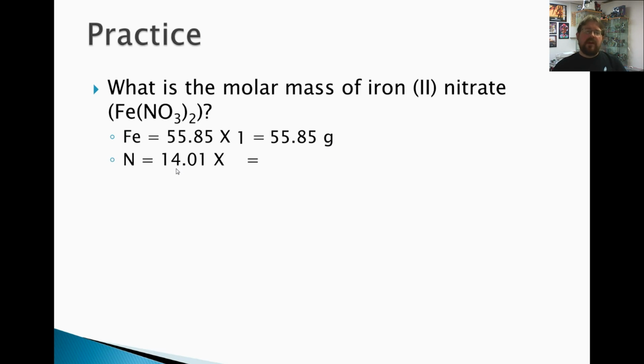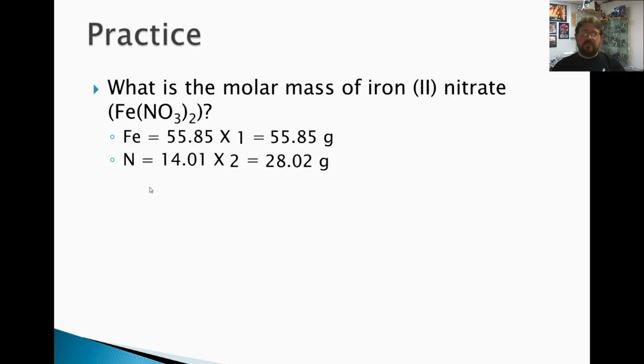Let's move on to our next element. Nitrogen. Nitrogen on the periodic table is 14.01. That's the atomic mass. Times how many? Well, if we look at nitrogen here, there's no number next to it, so you might automatically think 1, but be careful. Because nitrogen is a part of nitrate, and it's in parentheses with a 2 outside of it, right? Just like in math, that 2 is going to distribute to everything in there. So 1 nitrogen times 2 is how many? 2. 14.01 times 2 is 28.02.